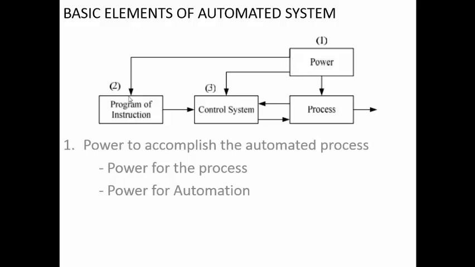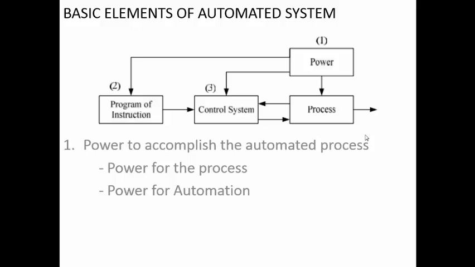So program of instructions are nothing but the steps that have to be carried out by the automated system. If you want to execute those programs, you have to give the appropriate signals. So even there you have to supply the power. So power is required for all the steps that have to take place in the automated system.